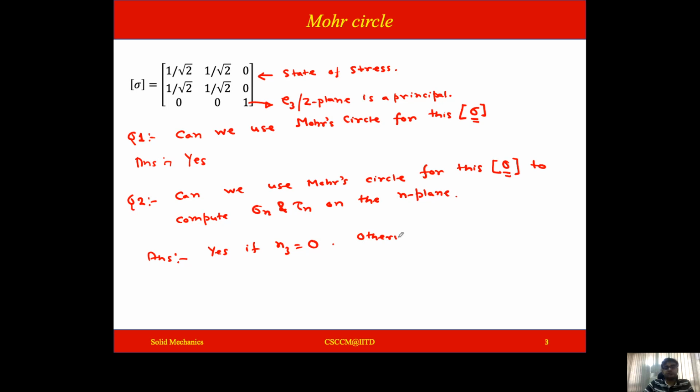Otherwise, no. So yes, you can use it if n3 is equal to 0. Otherwise, no, you cannot use it. So these are the two basic questions.